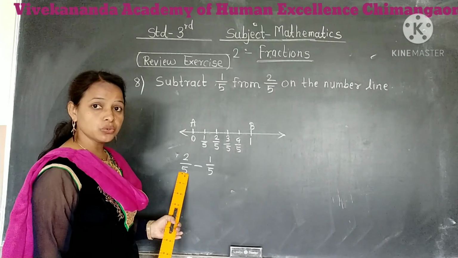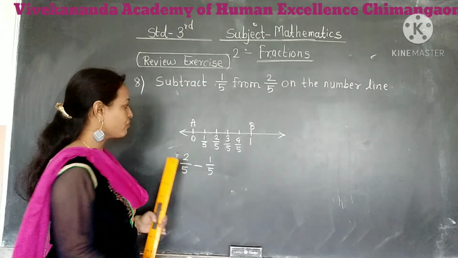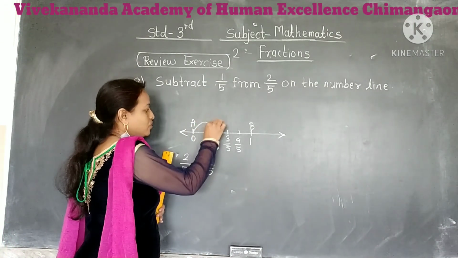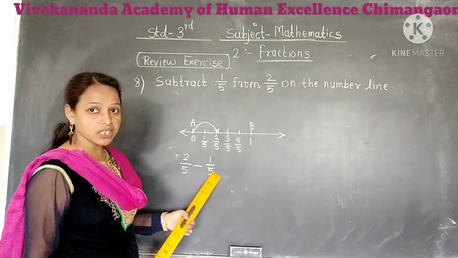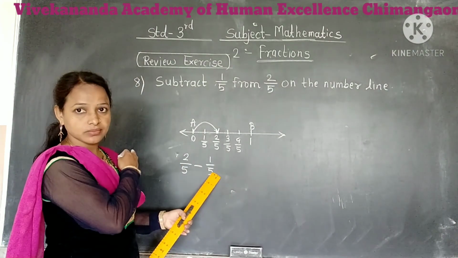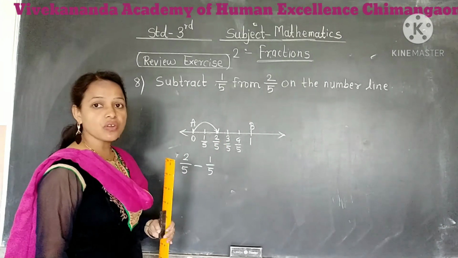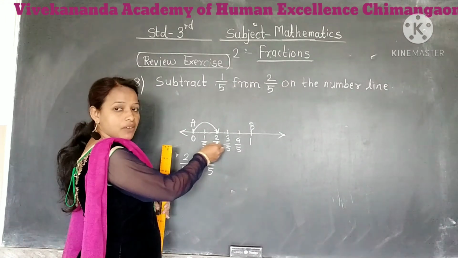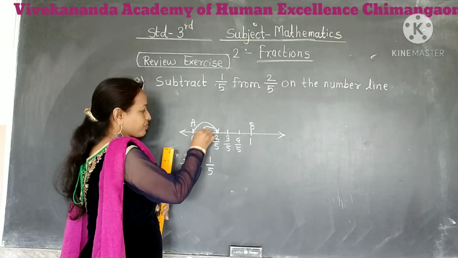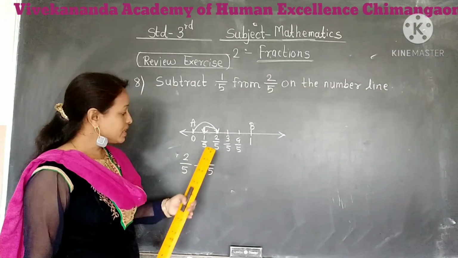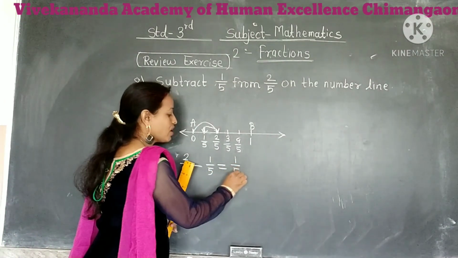Means we have to move towards B to reach fraction 2 upon 5. So we move from A to reach fraction 2 upon 5. Now from that we have to subtract 1 upon 5. So we have to move backward. See student, we have to move backward one step from 2 upon 5. So we move one step backward, we reach fraction 1 upon 5. So here we reach fraction 1 upon 5. So we get the answer 1 upon 5.